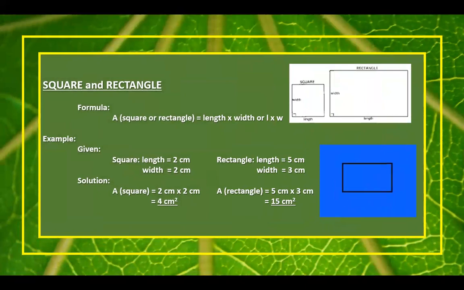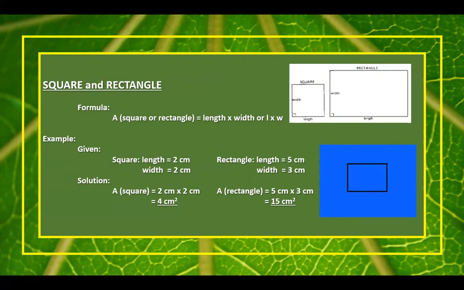Next surface is about the area of square and the area of a rectangle. So the formula of the square and the rectangle is the same. So area of square or rectangle is equivalent to length times width, or L times W. So take note that if you have square, the four sides are equal. And for the rectangle, the two lengths are the same and the two widths are the same. For example, our given is for the square, we have the length 2 centimeter and the width is 2 centimeter. While for the rectangle, the length is 5 centimeter and the width is 3 centimeter.